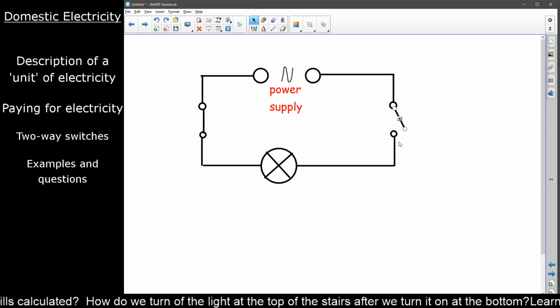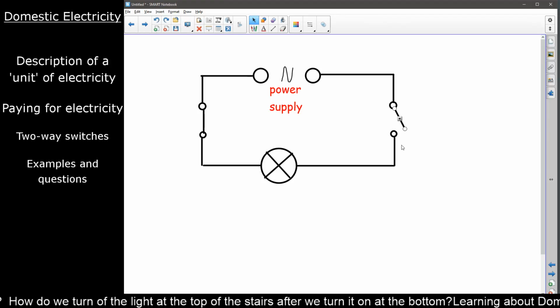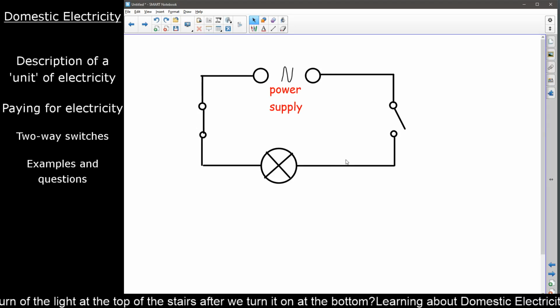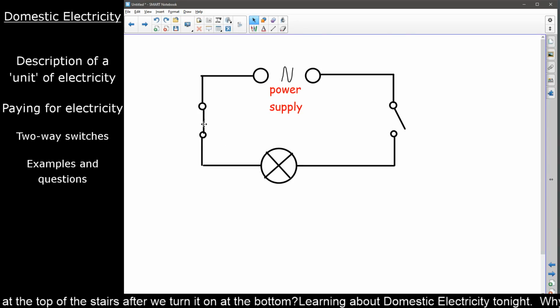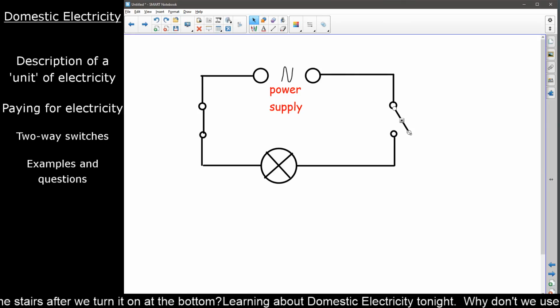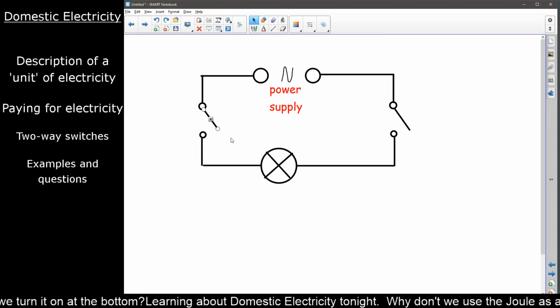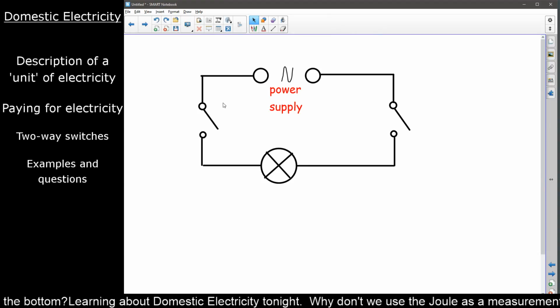What I want to happen is when I switch either of the switches, the light does the opposite of what it's doing now. And what I mean by that is this light is currently off. I want to be able to press either switch and have the light come on. And if I press this switch, yep, that's great. That works. But if I press this switch, it stays off. So it doesn't fulfill our criteria. So what we need to do is build a system that does meet our criteria.